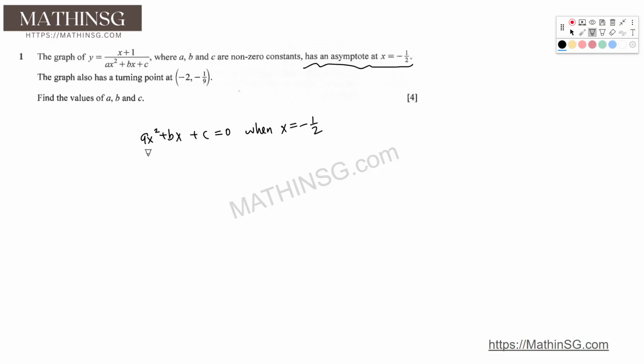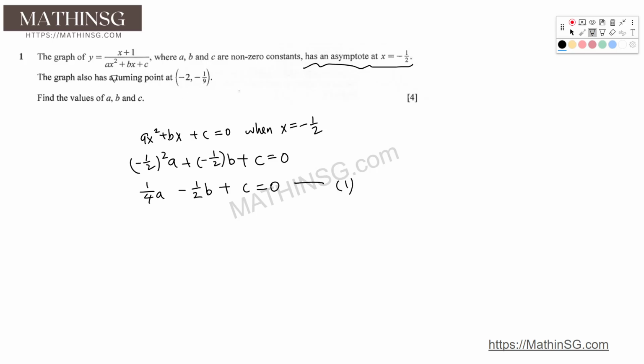So let's sub in. We have minus half squared times a plus minus half times b plus c equals to 0. Let's simplify it. So it's 1/4 a minus half b plus c equals to 0. So this is my first equation.